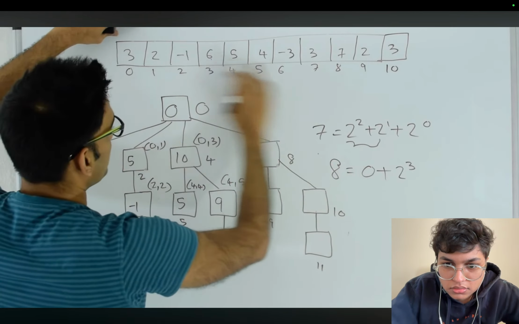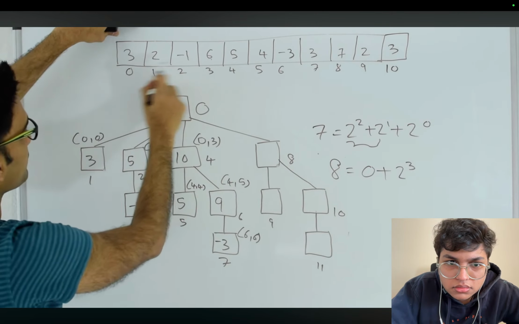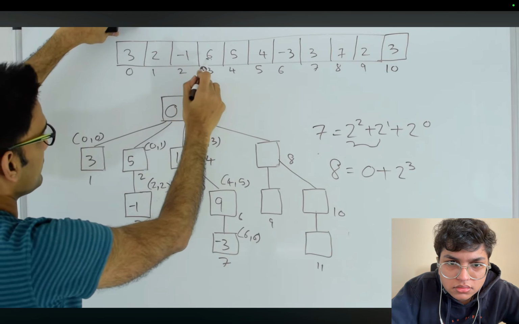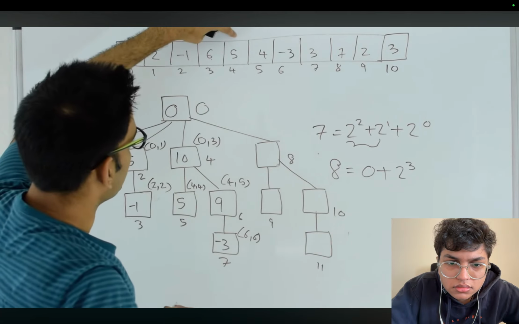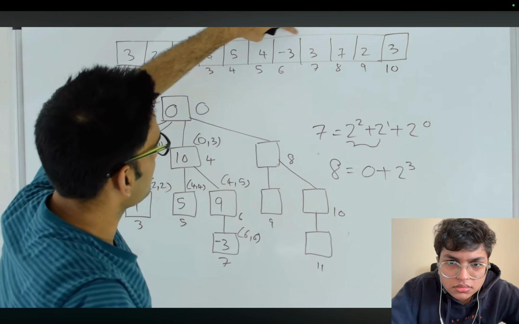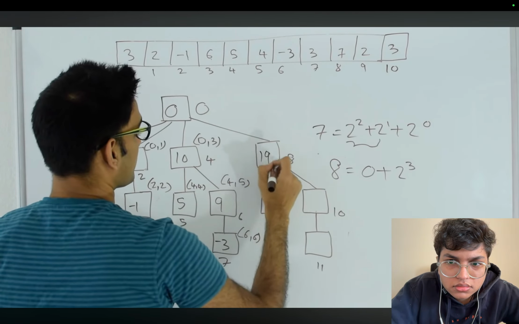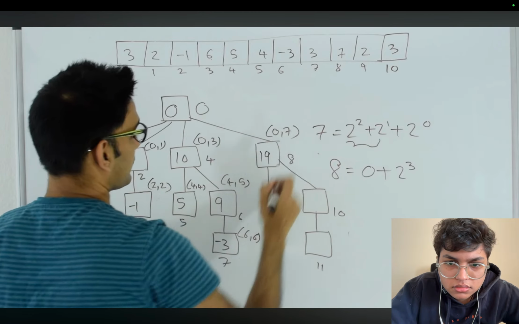So starting from 0, the sum of next 8 elements will be stored at 8. So that's 5. 5 minus 1 is 4. 4 plus 6 is 10. 10 plus 5 is 15. 15 plus 4 is 19. 19 minus 2 is 17. And 17 plus 3 is 20. So that's 19. And this is 0, 7.